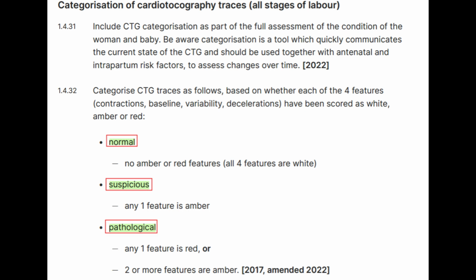Categorize CTG traces as follows, based on whether each of the four features, contractions, baseline, variability, decelerations, have been scored as white, amber, or red. Normal: no amber or red features, all four features are white. Suspicious: any one feature is amber. Pathological: any one feature is red, or two or more features are amber.